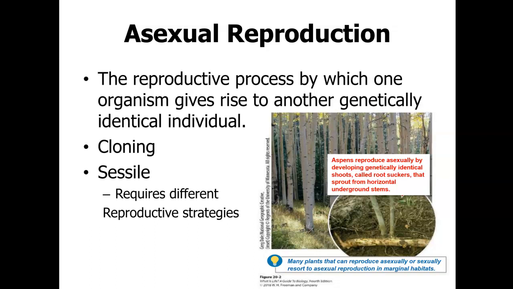In this case, they're developing genetically identical shoots that are coming off of those roots. Those are called root suckers. And they're going to sprout from the underground horizontal roots or stems that are going right below the surface of the earth.